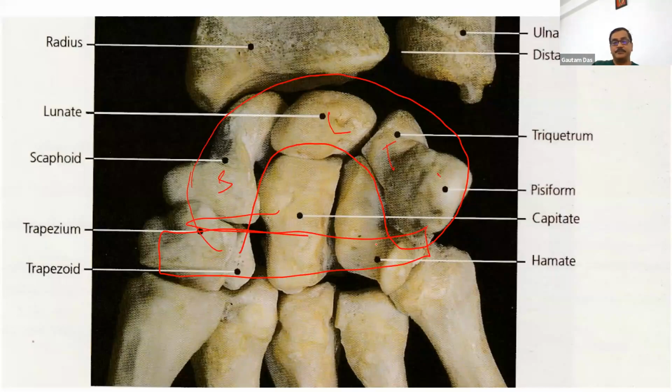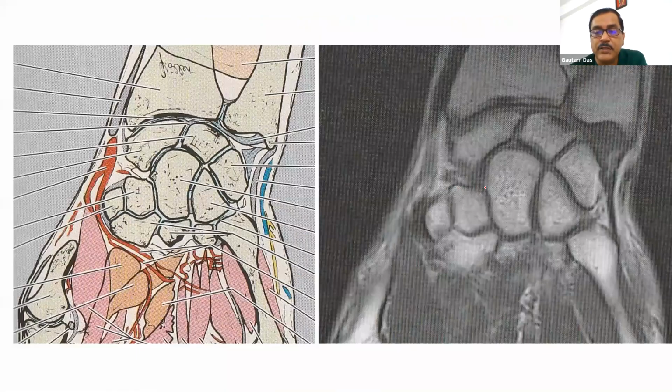This is an MRI, and this is a schematic diagram of this MRI. Here also you can see that the proximal row is like a U, or inverted U, or a cup, and the distal row is like a T. In the middle, the largest bone is your capitate, and beside that is your hamate. X-ray also.